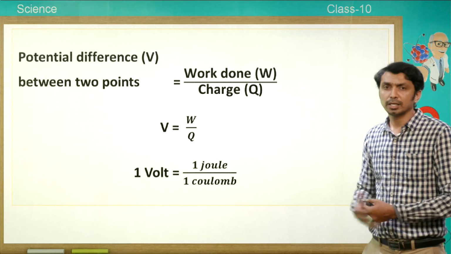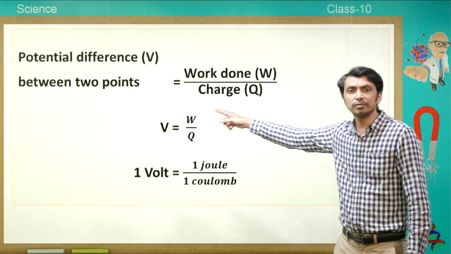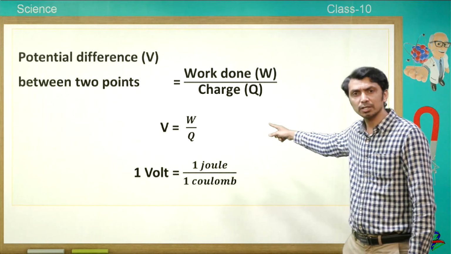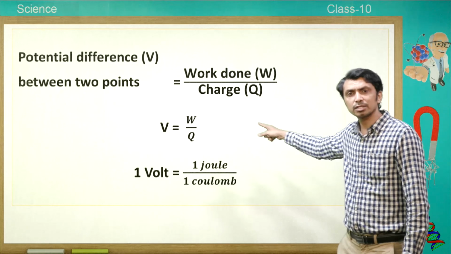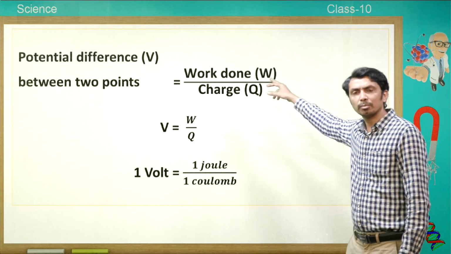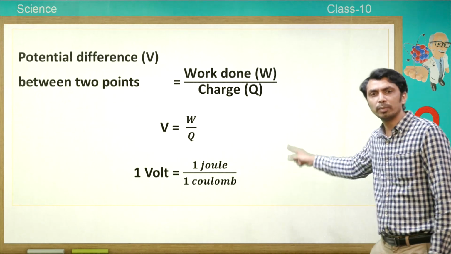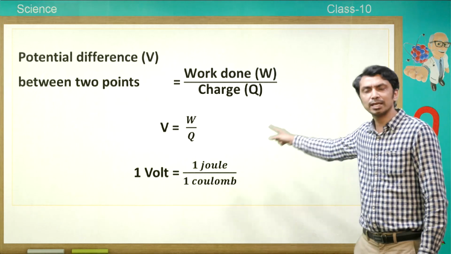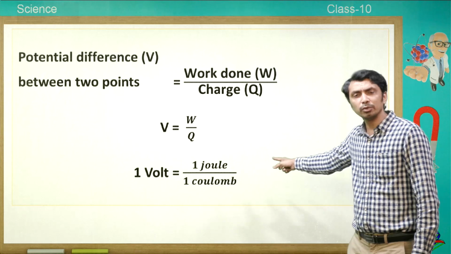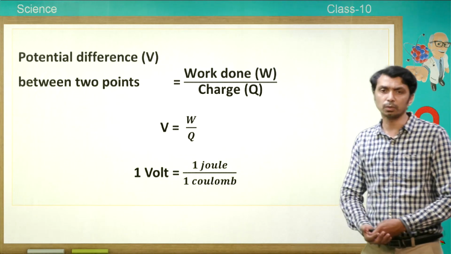How can we put it in a mathematical equation? Yes, as you can see, potential difference is the work done per unit charge. That means the amount of charges that we can move from one point to the other by doing this amount of work. So V is equal to W by Q. V is the potential difference, W is the work done, and by making this work done, we are moving this amount of charge Q.